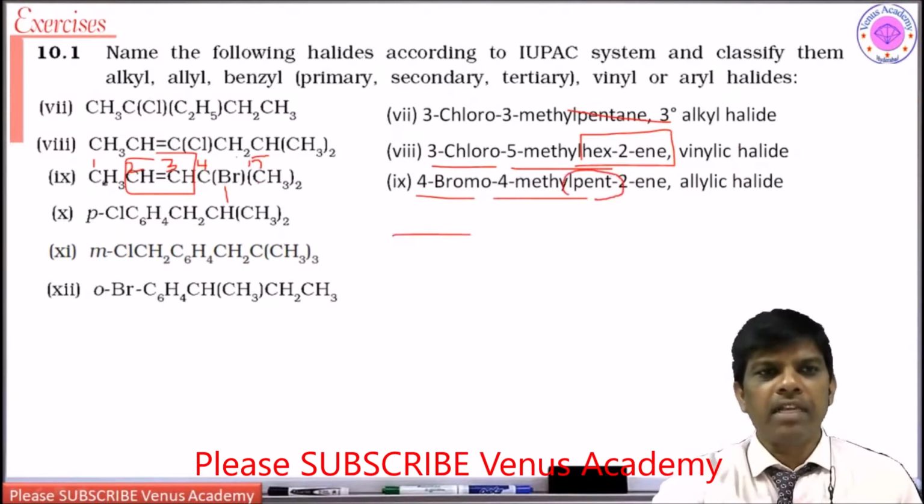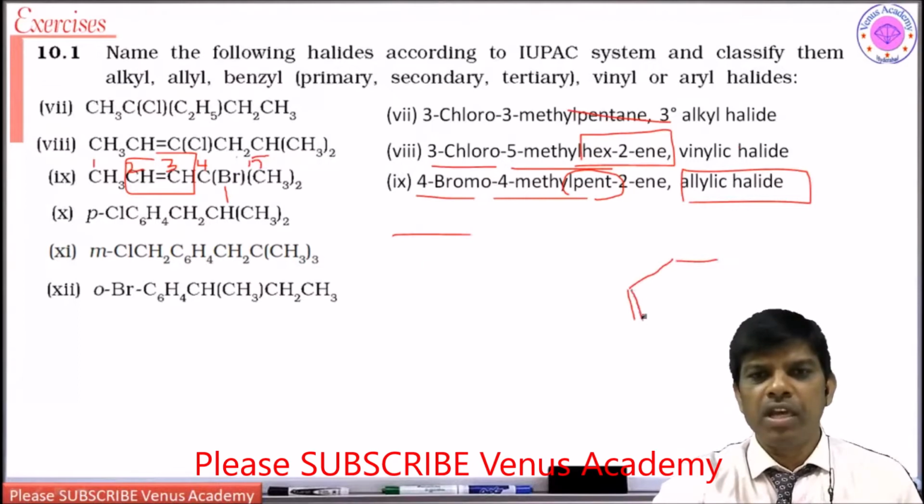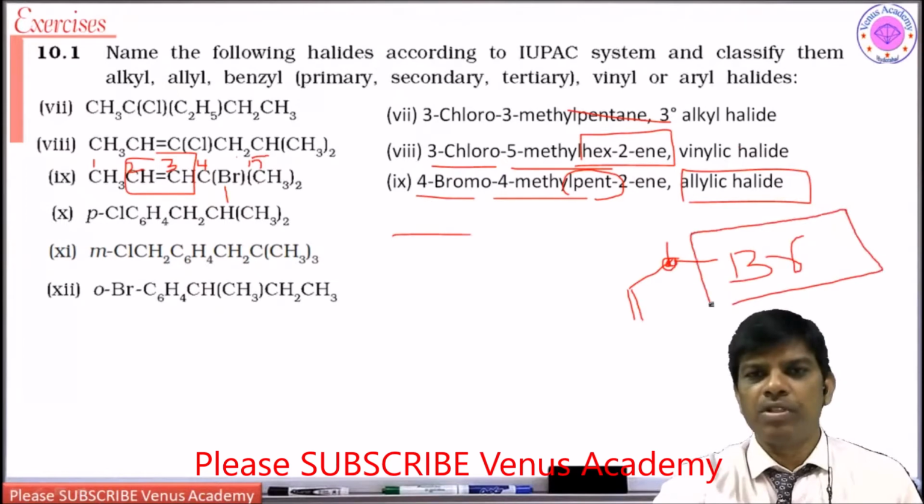How many carbons are there? 1, 2, 3, 4, 5 carbons, and here 1 methyl is present. So 4-bromo-4-methyl pent-2-ene, and it is an allylic halide. An allylic halide is a halide attached to the carbon which is adjacent to the double bond. So this is the allyl carbon, and this bromine makes it allyl bromide. Allyl bromides are highly reactive compounds, and these are stable also, right?